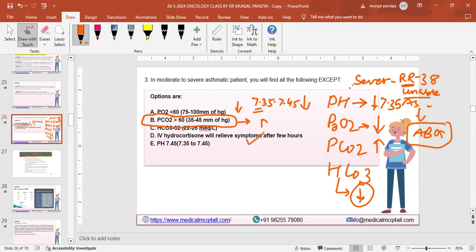Hydrocortisone obviously relieves the symptoms, right? And this HCO3, that is soda bicarb, what happens? When there is a respiratory acidosis, the compensatory mechanism is a metabolic alkalosis. This is the condition that will develop in the body when you have respiratory acidosis. So here the HCO3 should be low, it should not be high.